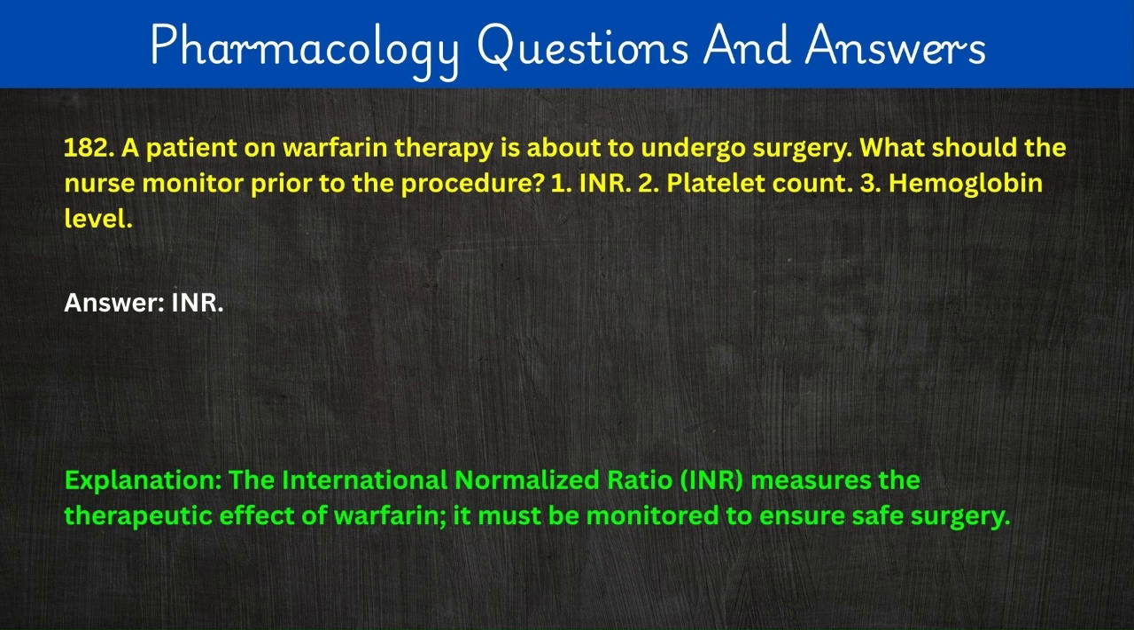182. A patient on warfarin therapy is about to undergo surgery. What should the nurse monitor prior to the procedure? 1. INR. 2. Platelet count. 3. Hemoglobin level. Answer: INR. Explanation: the International Normalized Ratio, INR, measures the therapeutic effect of warfarin. It must be monitored to ensure safe surgery.